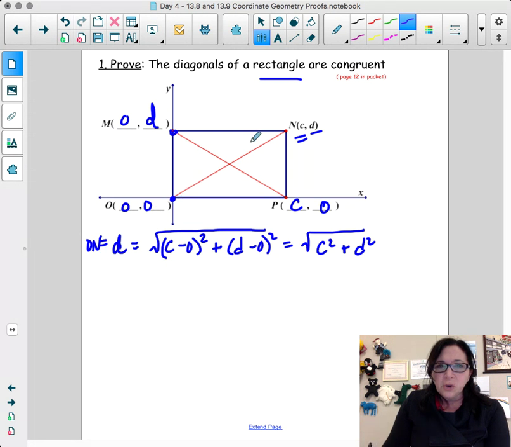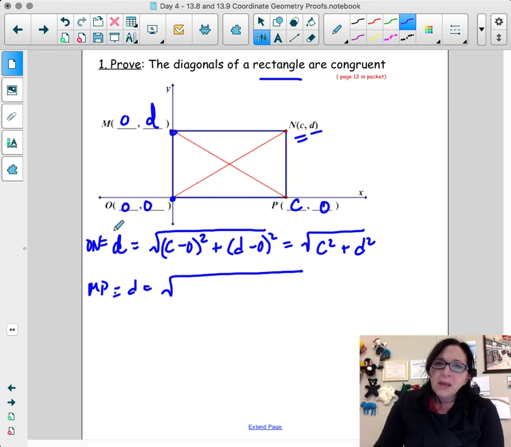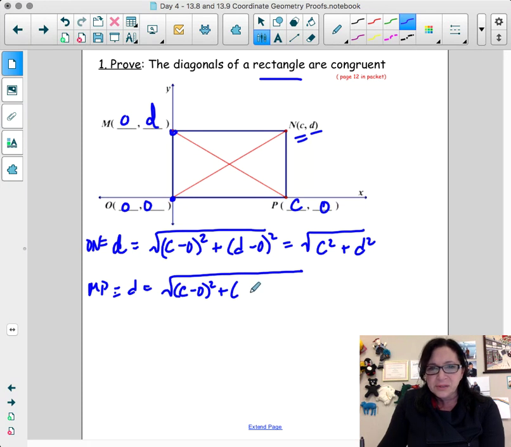So we just found ON. Now let's find MP. So we're going to use the distance formula again. Okay. And I'm going to subtract my x's. So you can go 0 minus C, or you can go C minus 0. Either way is fine. I'm going to go right minus left. So x minus x. So C minus 0 quantity squared plus D minus 0 quantity squared.